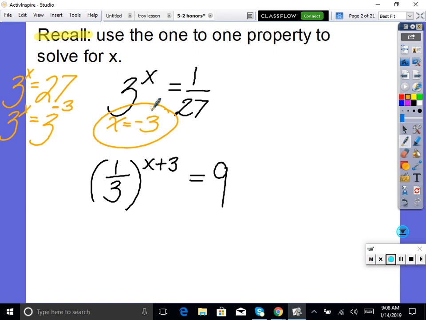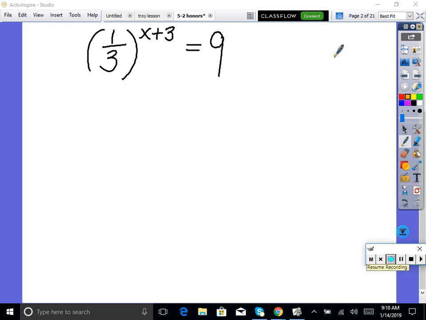All right. I want you to do the next one by yourself. Everybody, use the one-to-one property to solve with your exponents. So you need to write them both as the same base. I personally would rather flip and not have fractional bases. So ready, go. Do that second one. Everybody shout out your answer.